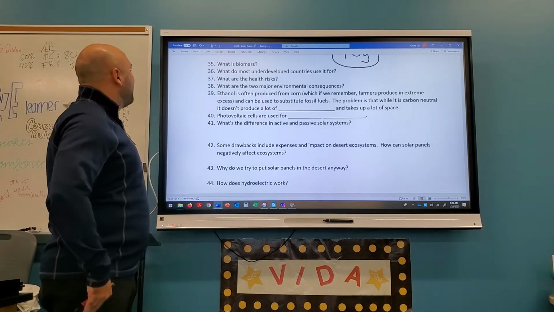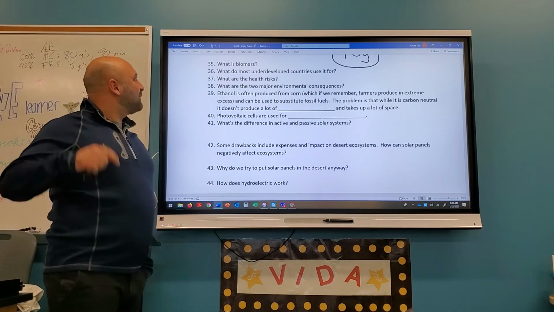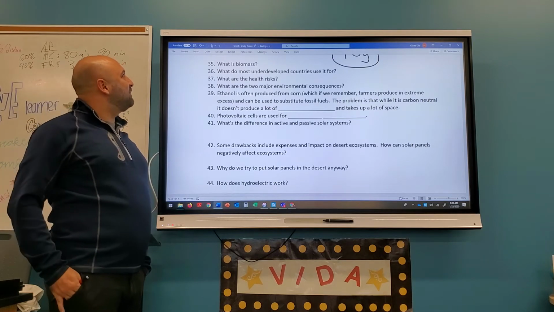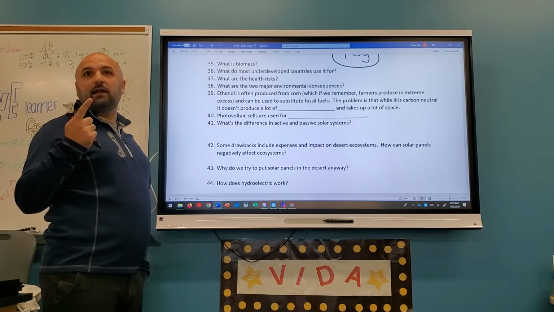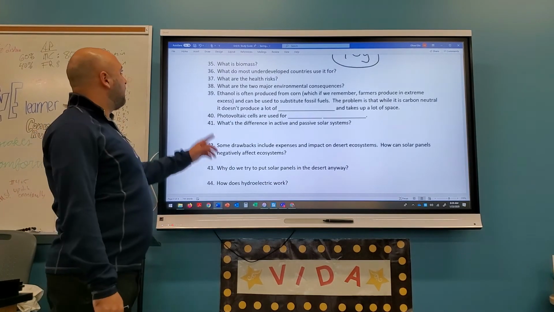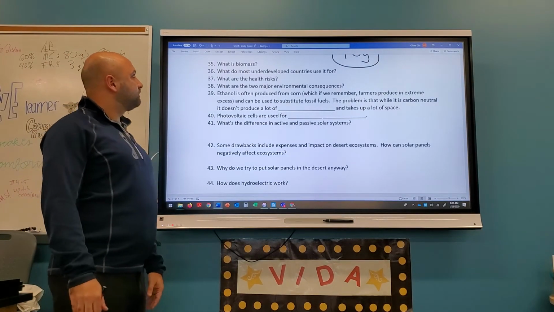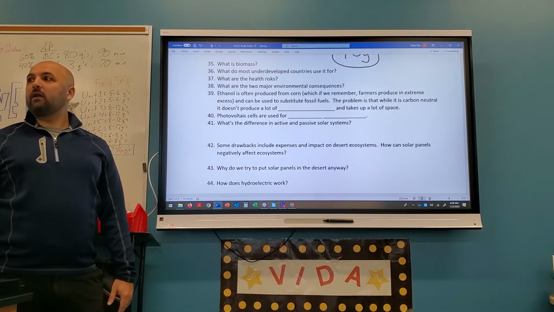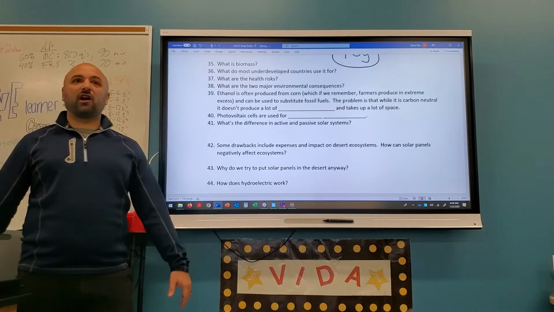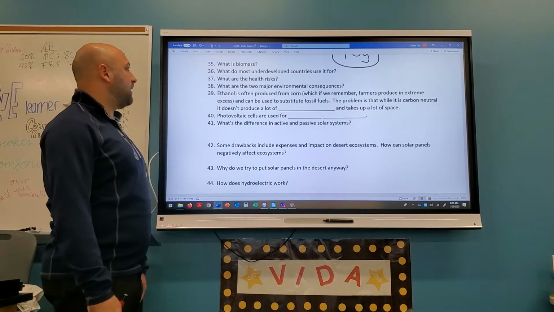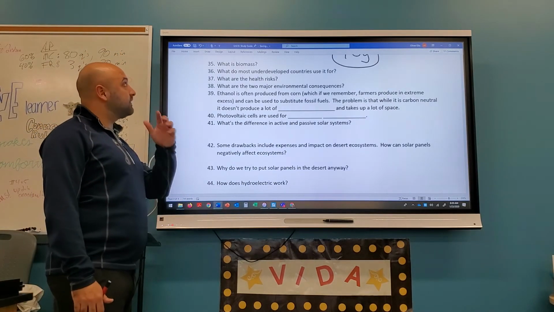Alright. So, what do most underdeveloped countries use biomass for? Heat specifically. Now, what are the health risks? No ventilation, which means you're breathing in carbon monoxide and extra carbon dioxide, which is bad. It causes miscarriages and stuff like that too.